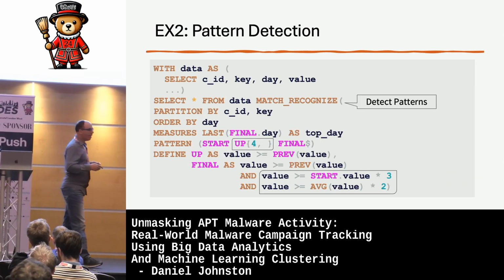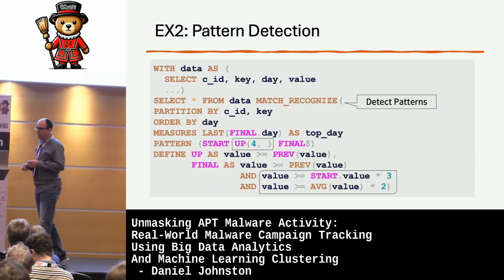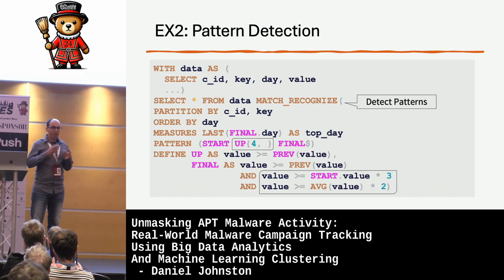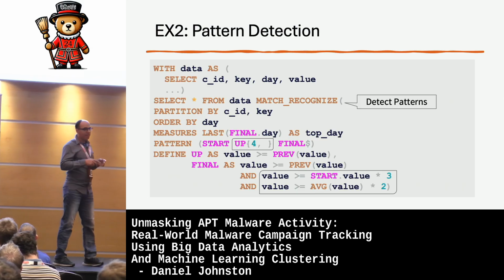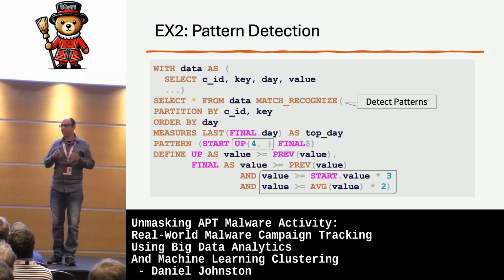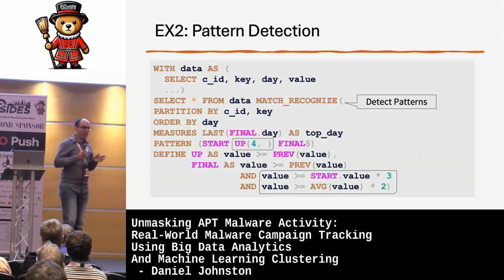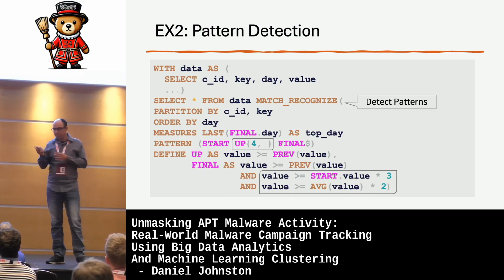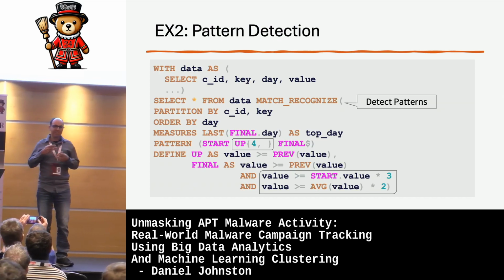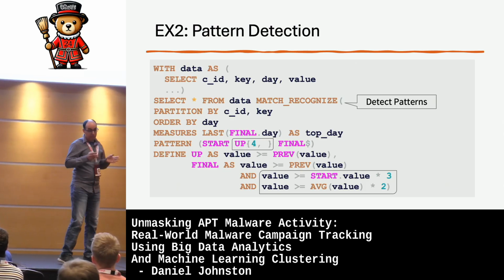In the second example, I used the MATCH_RECOGNIZE function, which is supported by multiple databases. The MATCH_RECOGNIZE function lets us query data according to patterns. I created a pattern, for example, where there is a start value. Then I request that the value will go up at least 4 times and get to a final value. And there are some restrictions for the final value, which has to be 3 times the start value and 2 times the average value. So this is a pattern, and it's like a regular expression language that you can use to find patterns inside of your data.